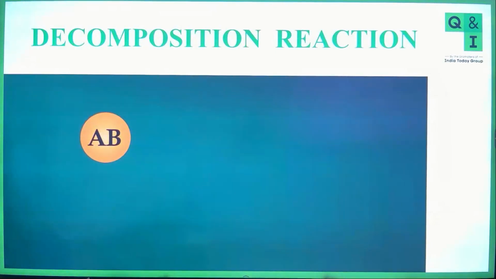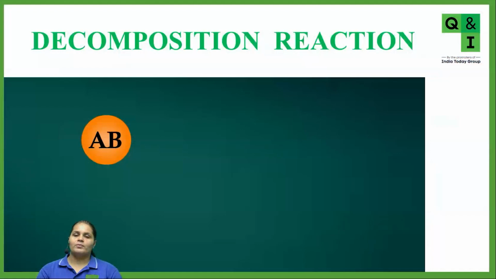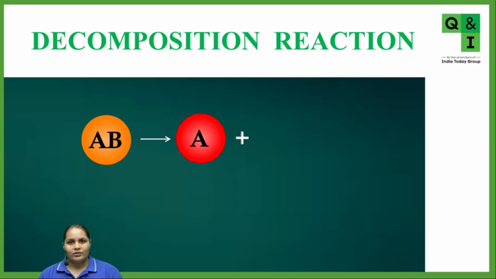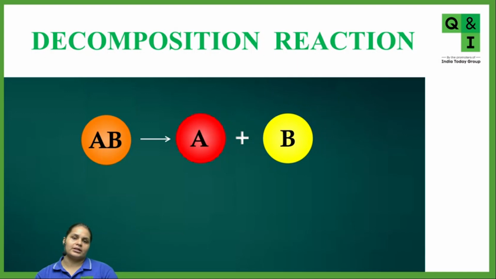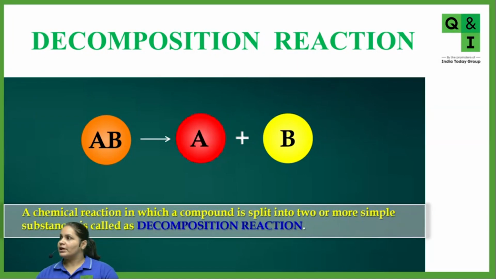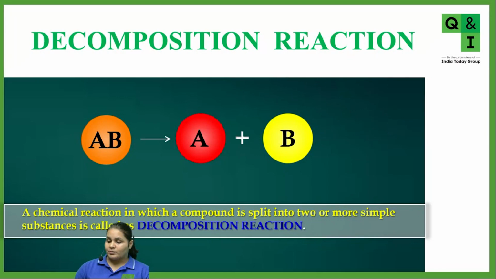So decomposition reaction is just opposite of combination reaction, isn't it? Where a reactant splits up into more than one product, so two or more products. A reactant splits up into two or more products. That is called decomposition reaction, and it is definitely opposite of combination reaction. If you want to note down the definition, you can.